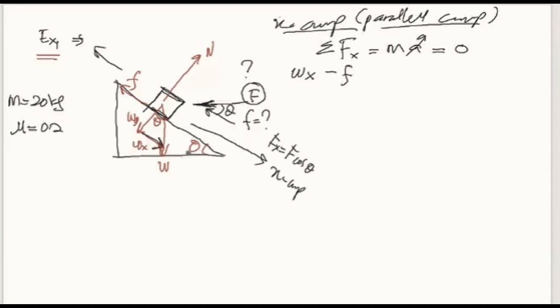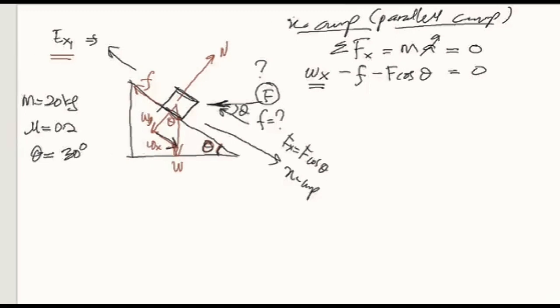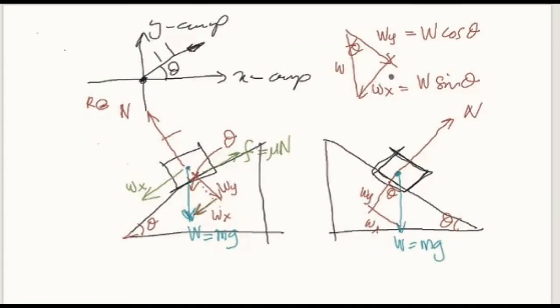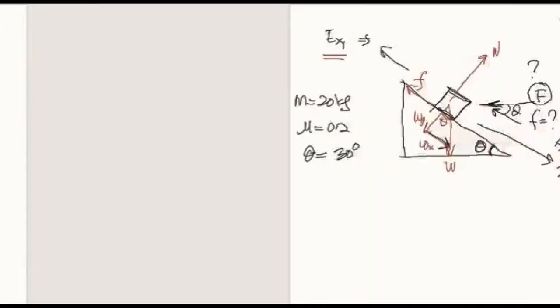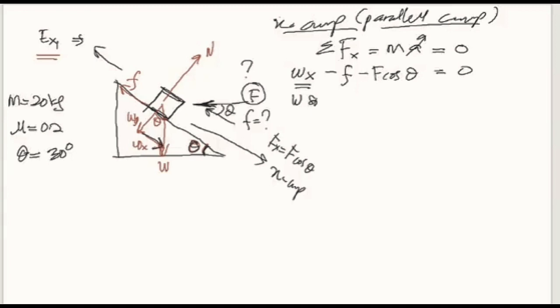F cos theta. So the angle is equal to here. Angle kat sini sama dengan angle kat sini. So minus F cos theta. Dalam kes ni, theta diberi, inclined plane diberi adalah sama juga dengan 30 darjah. So, Wx minus F cos theta is equivalent to 0, since the object is stationary. So we know that Wx, kita dah bincang tadi, Wx is equivalent to W sin theta. So W sin theta minus F cos theta equal to 0.